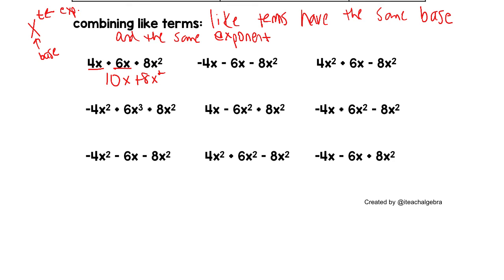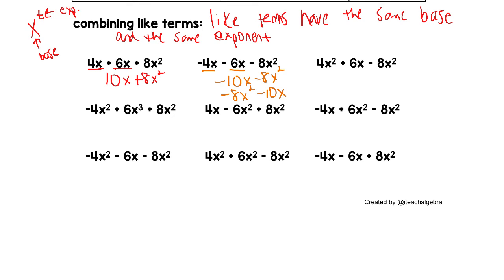So here I've got negative 4x minus 6x. So that's negative 10x minus 8x squared. Let's put it in standard form, negative 8x squared minus 10x. I think you can do these. You pause, and then we'll go through them one at a time.